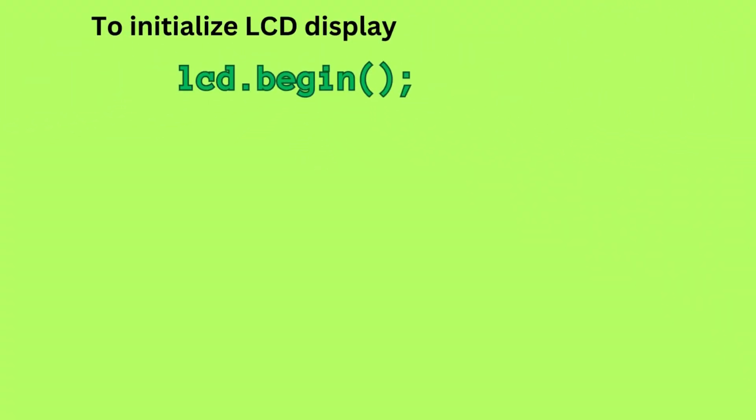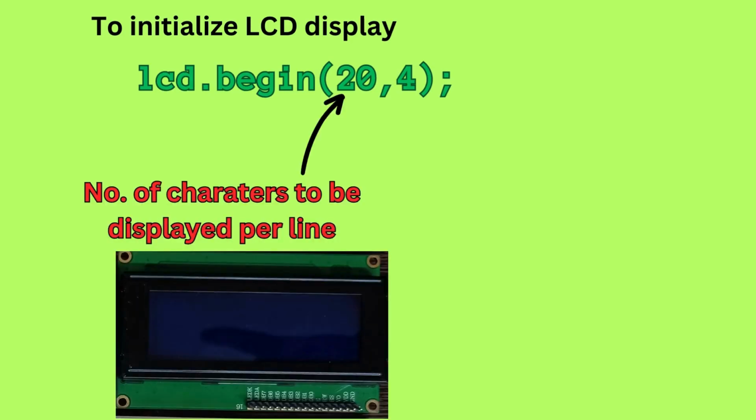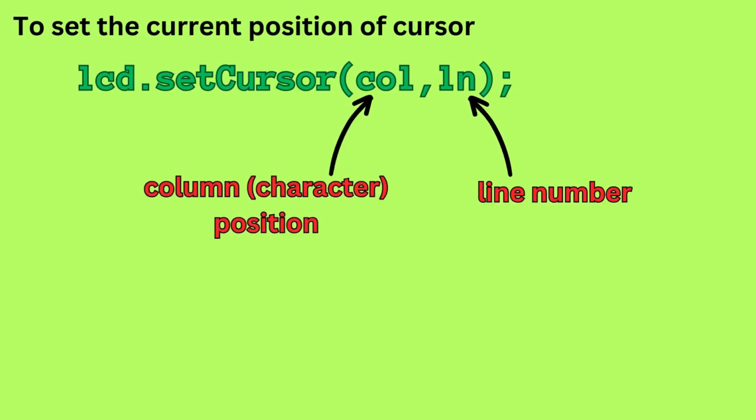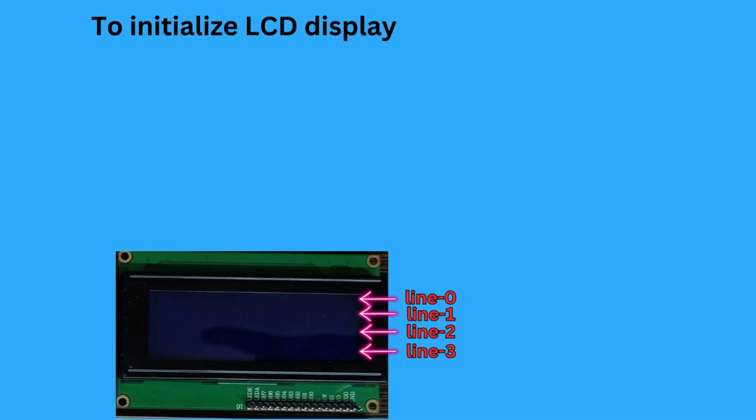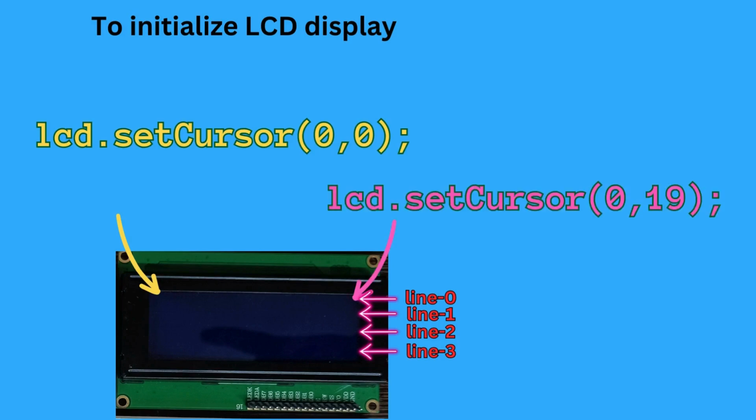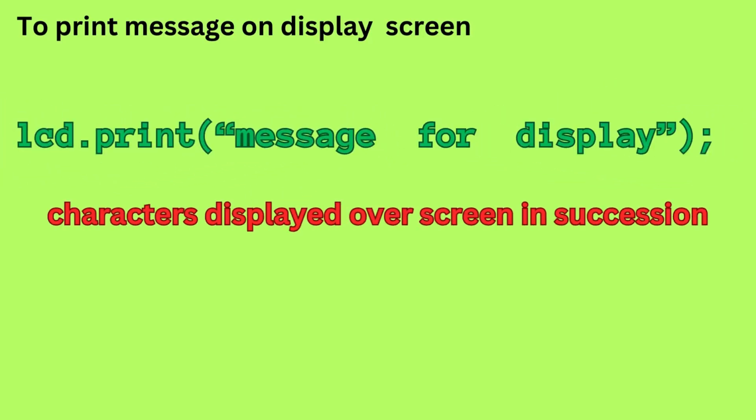The command lcd.begin contains the specification of the LCD board used. The number 20 means the number of characters and 4 means the number of lines in the LCD. The location of cursor is set by the setCursor command. A character is displayed at the current position of the cursor. The current position can be changed to a particular row and column of the display screen using the command. The print command displays a series of characters with auto-incrementing the current position of cursor.